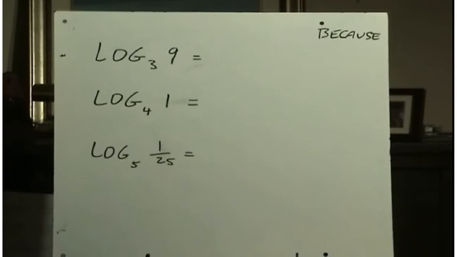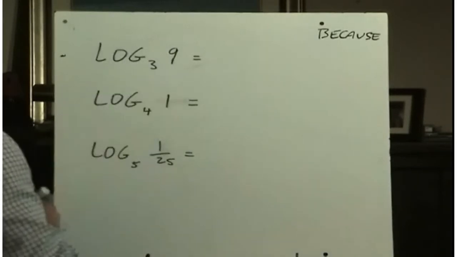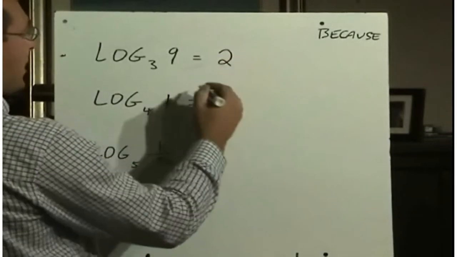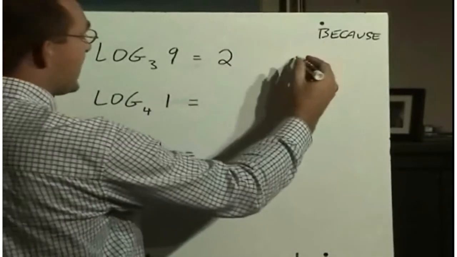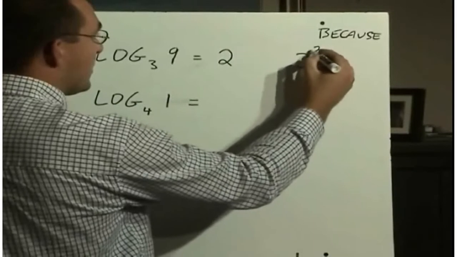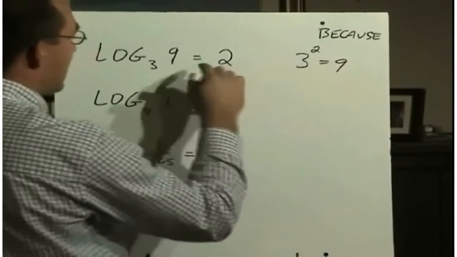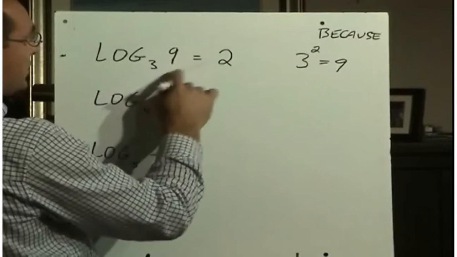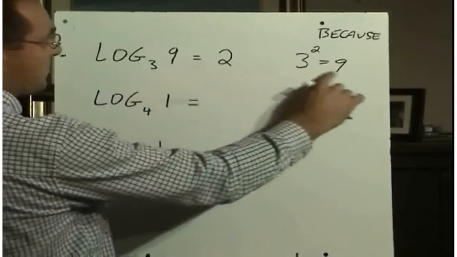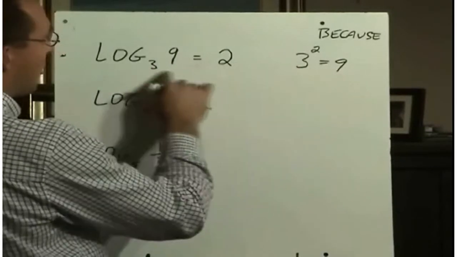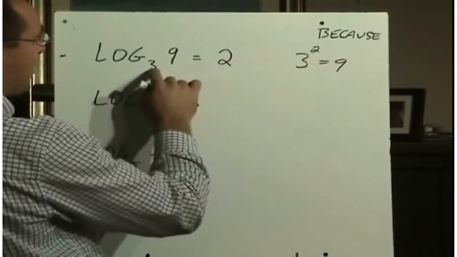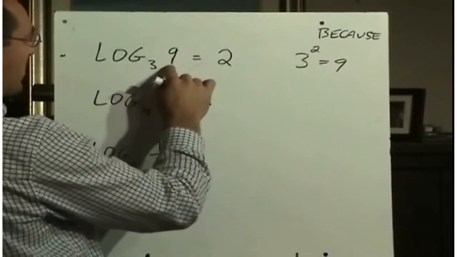We'll look at these 3 examples. Log base 3 of 9. Well, that must be 2. Why? Because 2 is the exponent on 3 that would equal 9. So you see the relationship here between exponents and logarithms? A logarithm is simply the exponent. What is the exponent on this that will give you this?